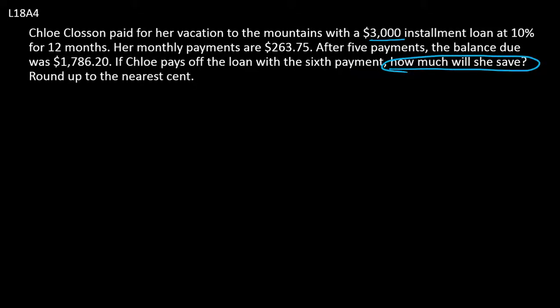So our target here is to figure out her total savings. So let's talk about that. Well, interest saved would be based off of finding the difference between whatever she was supposed to pay back, right? So her total payback. And by total payback, I mean what she would have paid had she stuck to the plan and made all 12 monthly payments of $263.75. So we compare that by subtraction.